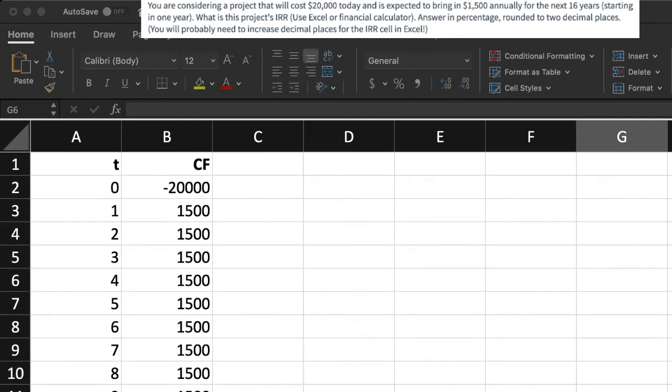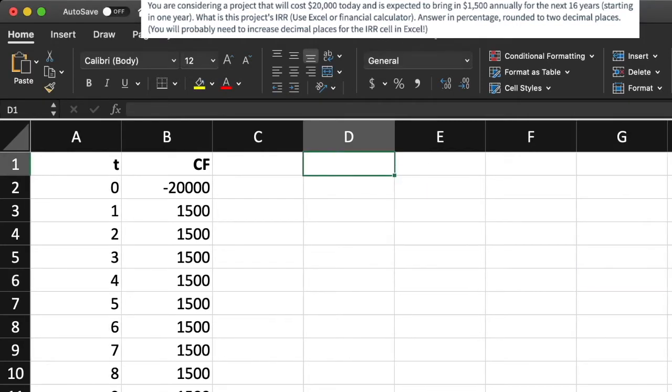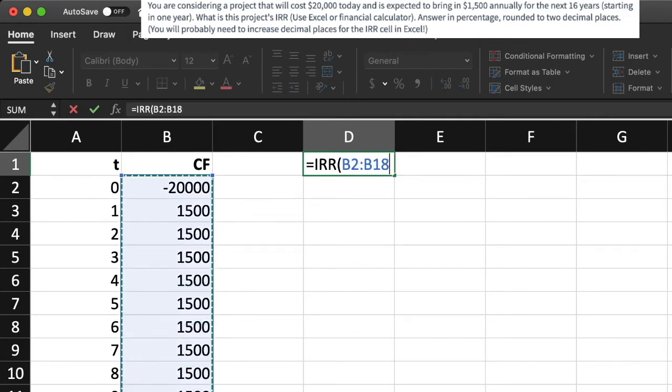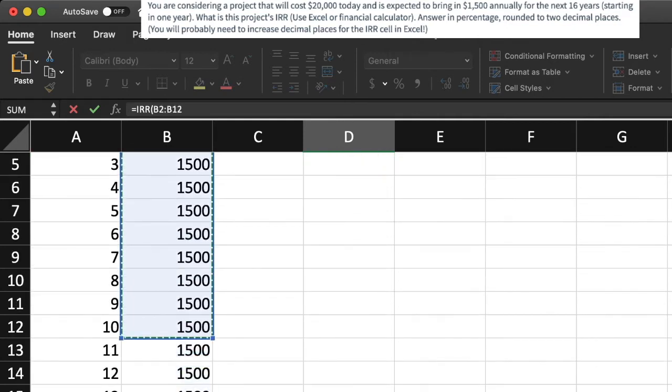And then computing the IRR, so the return of this project, is very straightforward on Excel. All we have to do is go to an empty cell, say equal IRR, Excel's built-in IRR function, open, and then we need to select just the cash flows, starting with the first one at 0, and go all the way down to 16.